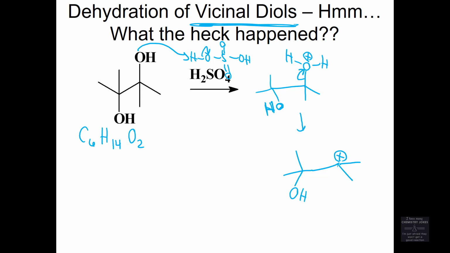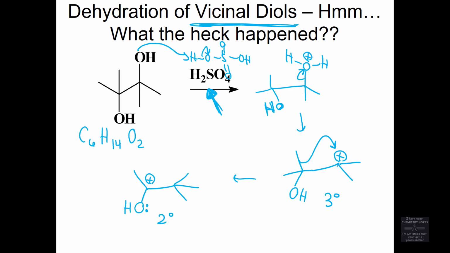Remember, this acid is not going to do substitution. This acid is going to favor elimination. So what happens? I don't understand. What happened was a methyl can shift next door. And you say, why the heck would a methyl shift next door? That turns my tertiary carbocation into a secondary carbocation. What? I don't get it.